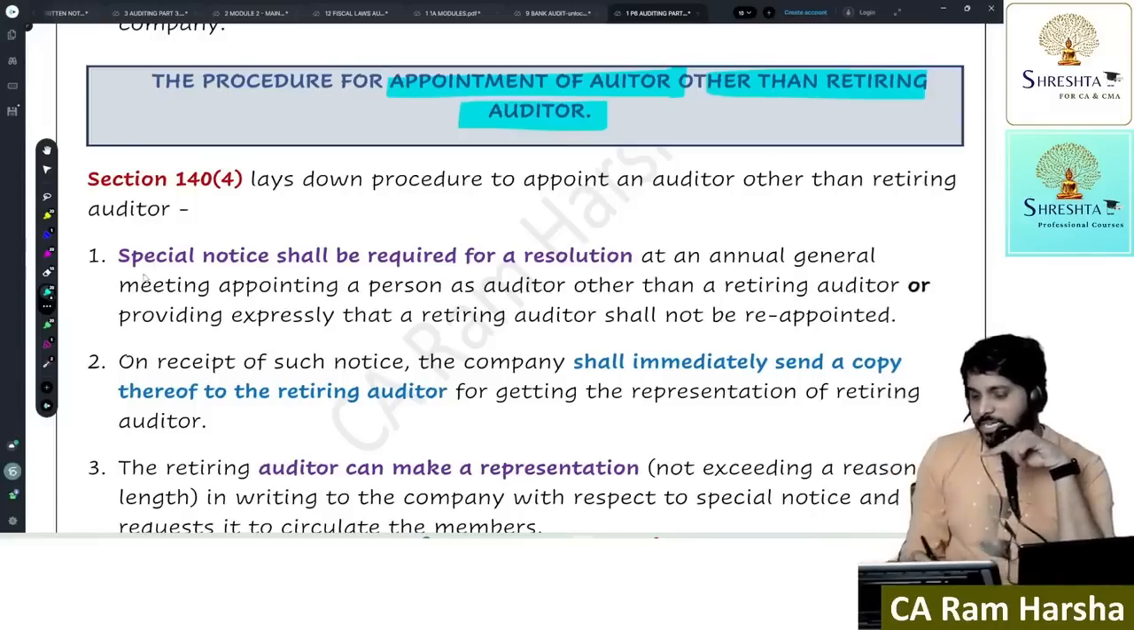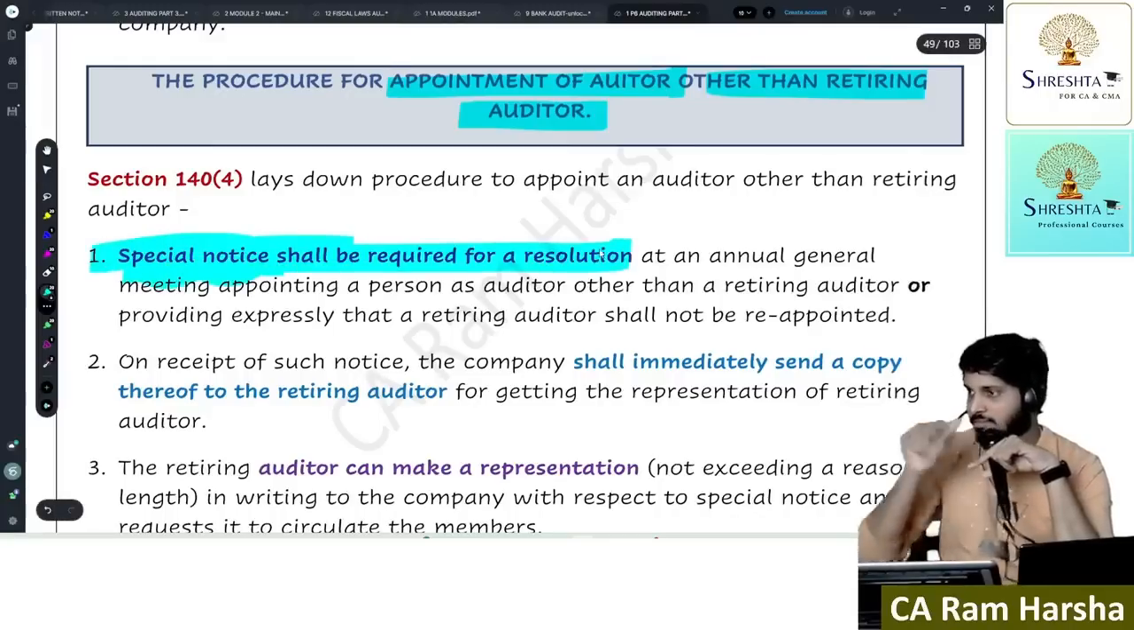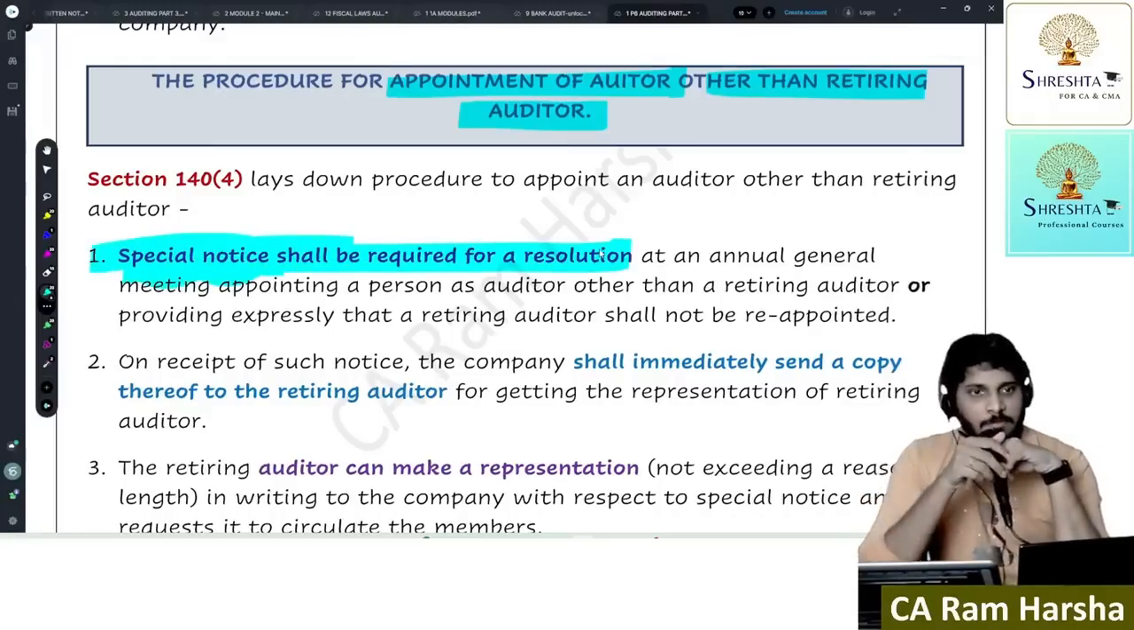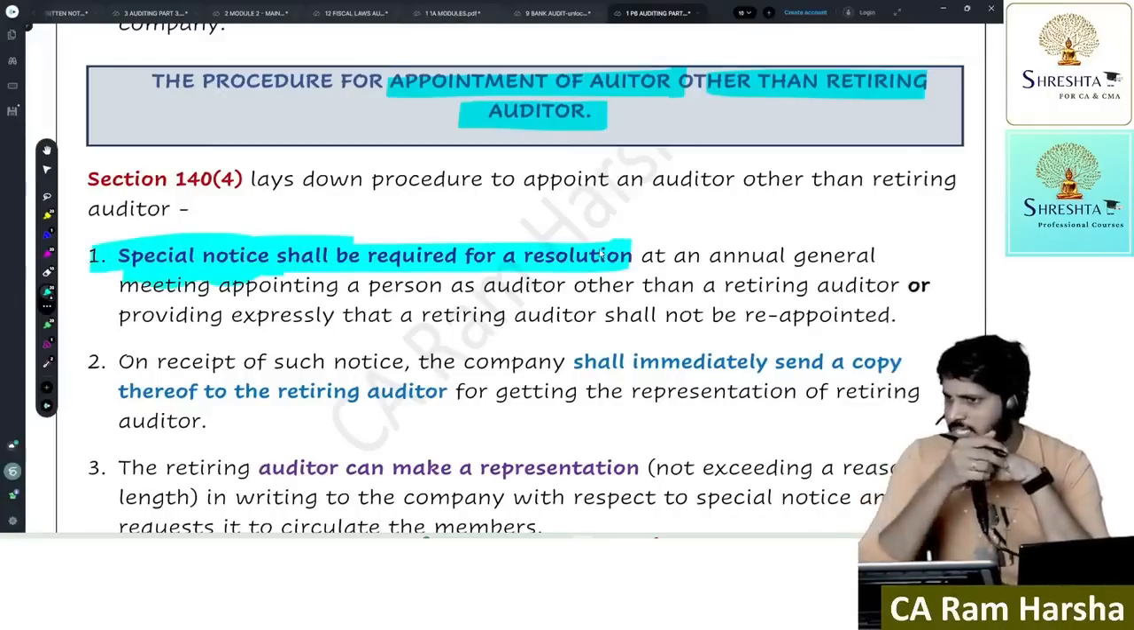Where is special notice? Here, they are saying that special notice shall be required. Have you read this provision? All of you, how many of you have read this provision? Section 140 subsection 4 says special notice.